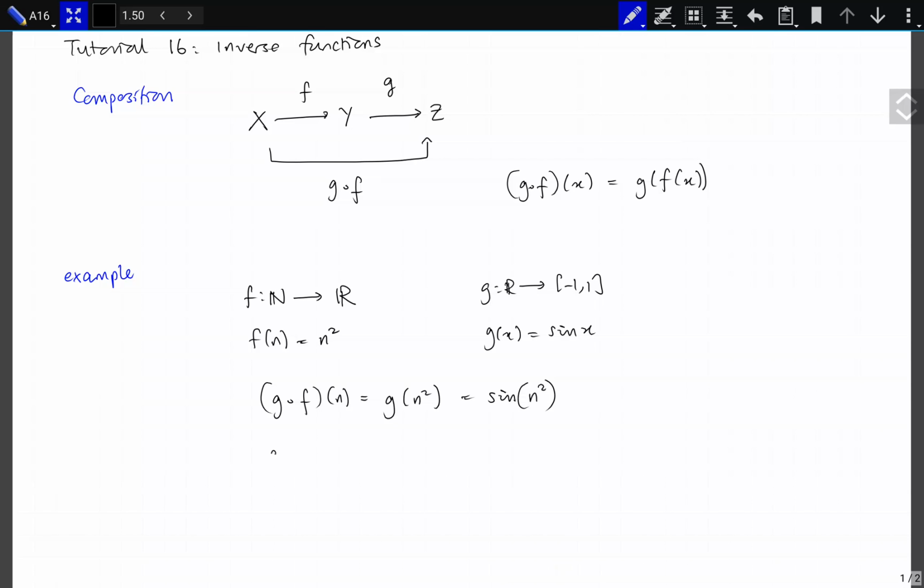You should observe that g of f does indeed go from the natural numbers to the interval -1, 1.